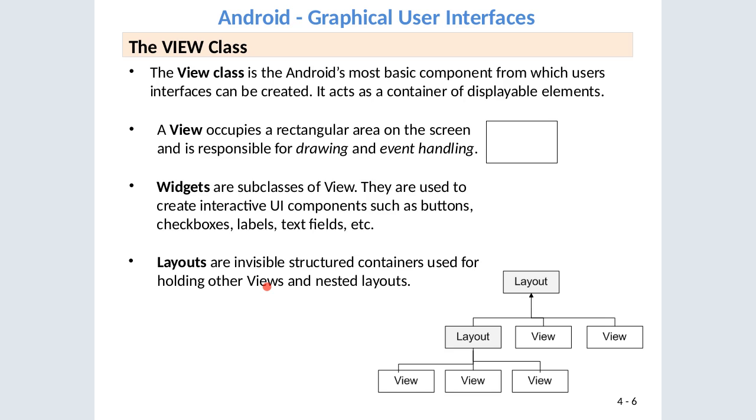So when you are designing your user interfaces, the first thing you will need to decide is which layout do I use to arrange my components. So you'll place the layout on your view. Then inside that layout, you can add the different widgets that you are intending to use in your application.